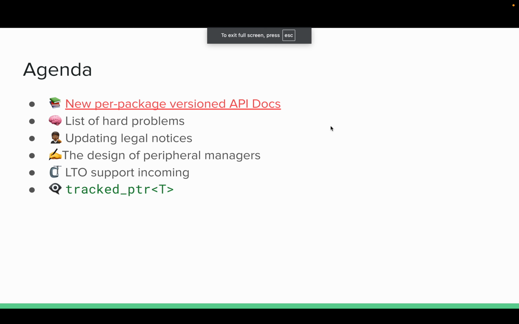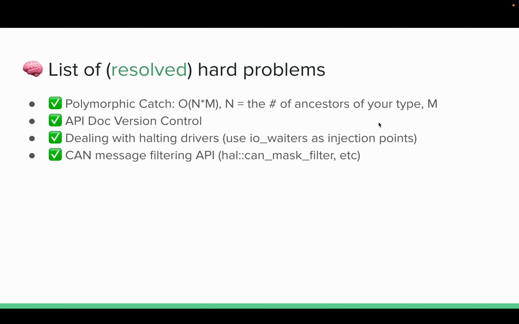All right, so now let's go over to the list of hard problems. Okay, so there are a couple of problems that we have already resolved. One of them is the API doc version control, which I worked on yesterday, or the last week. Polymorphic catch, also something that I'd worked on. This is something that I just needed to make sure I could do in order to be able to do my talk on exception performance, because I need to be able to prove that polymorphic catch is deterministic.